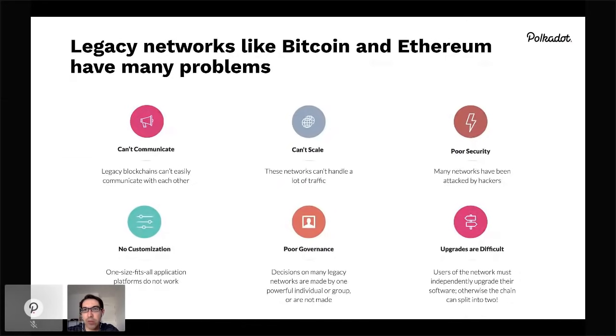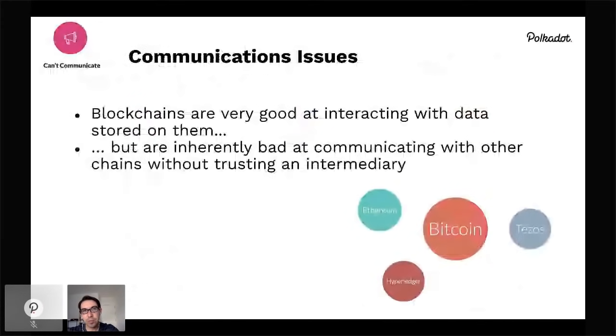Well, choosing a single network means there's no customization. It's really one size fits all. And you may have different needs for what you want to produce and what you want to build on. Poor governance system. So it's often very difficult to come to a consensus on the future of the network and what should be done. And finally, upgrades, again, due to the nature of blockchain, are actually rather difficult. And we'll see why. I've got a graphic that I think explains it pretty well.